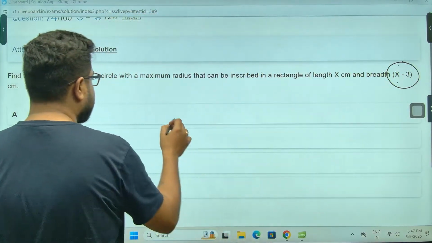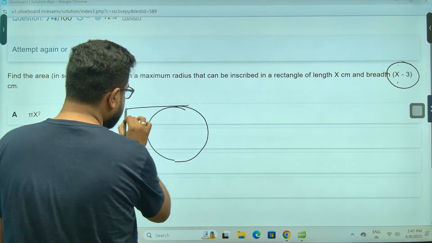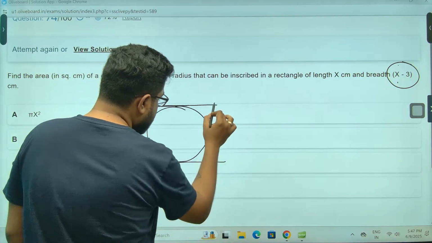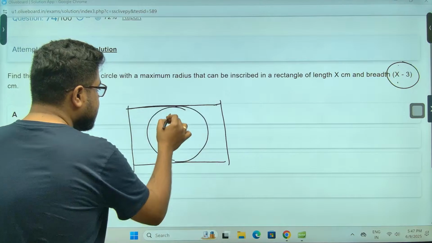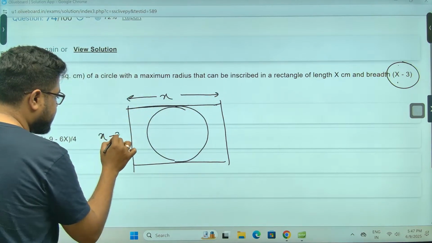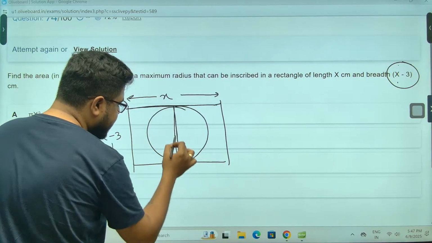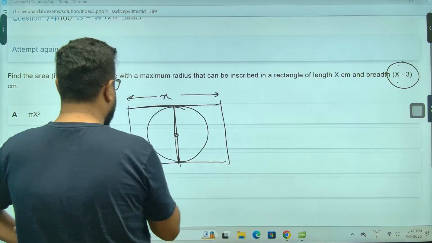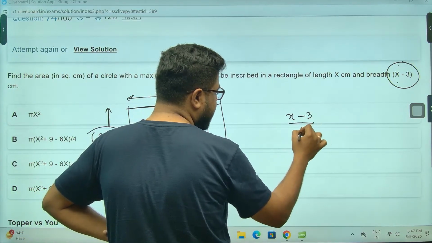Let me just draw this. It will look something like this. This is x, and this is x minus 3, correct? And this is your diameter. This is exactly your diameter. So the radius will be half of this, so the radius will be (x minus 3) divided by 2.